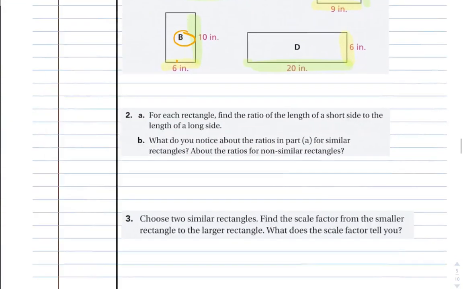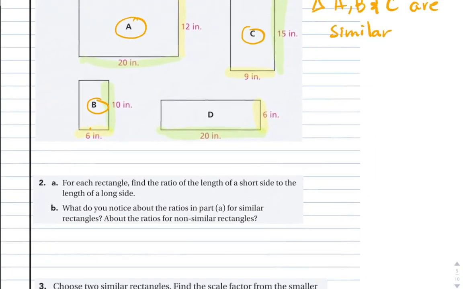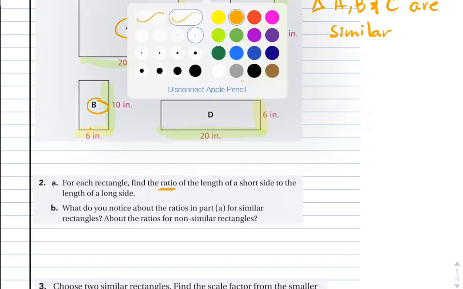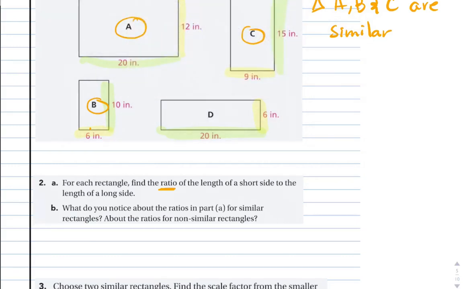Similar. Okay, it says for each rectangle, find the ratio of the length of the short side to the long side. All right, so I need to find the ratio of long side to short side, or short side to long side. It doesn't really matter. It says short side first, so I'll do the short side, so yellow, that's short, over the green, which is long.